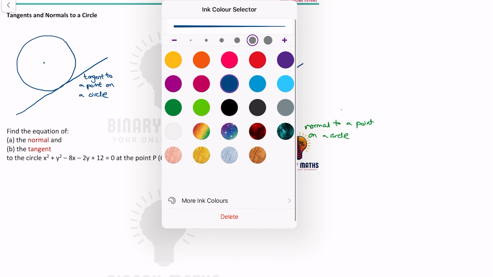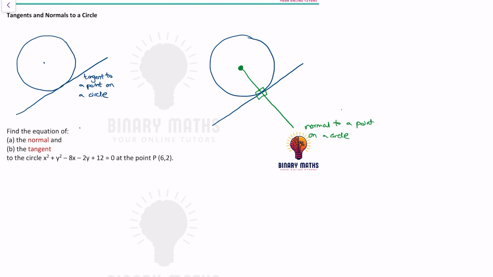So let's go through an example. Okay, so it says, find the equation of the normal and the tangent to the circle x squared plus y squared minus 8x minus 2y plus 12 equals 0 at the point (6, 2). Okay, so first I need to complete the square. So if I collect the like terms together, I get this. If I complete the square, I get (x minus 4) squared, take away 16, plus (y minus 1) squared, take away 1, plus 12 is equal to 0.